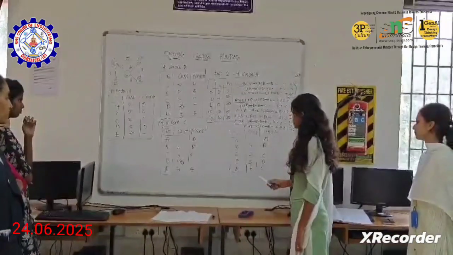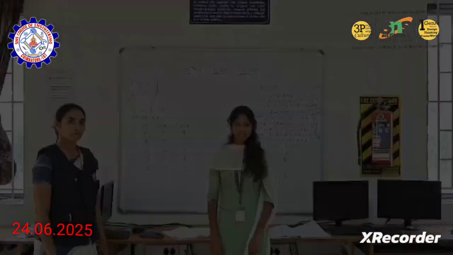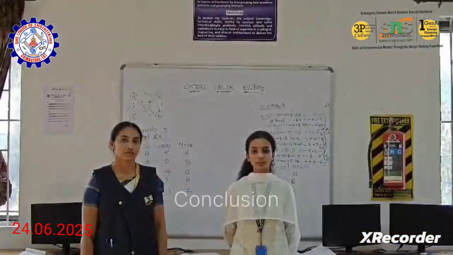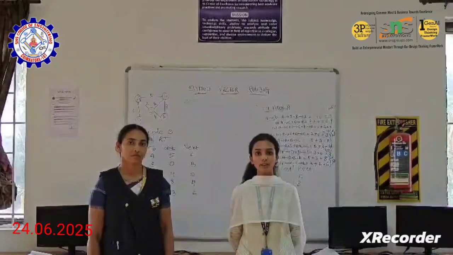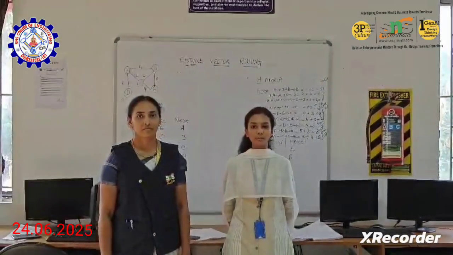So the final routing table for A is a way to determine the simple path, for small and medium networks.